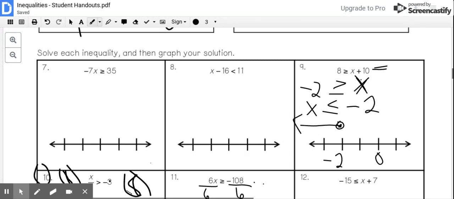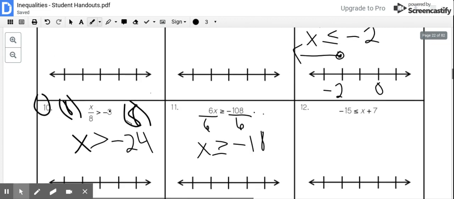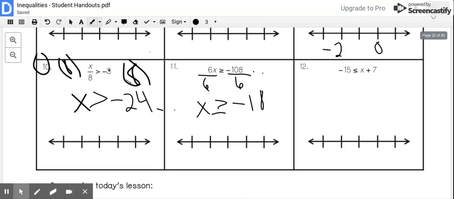Okay. So anything that I haven't done, I want you to finish this page to show me. And I want you to make sure you graph these things that we haven't graphed. And yes, do that now.